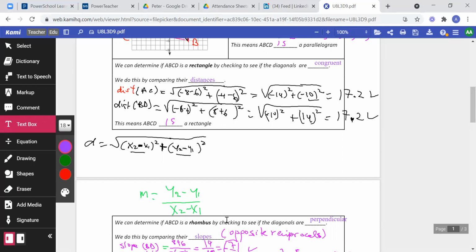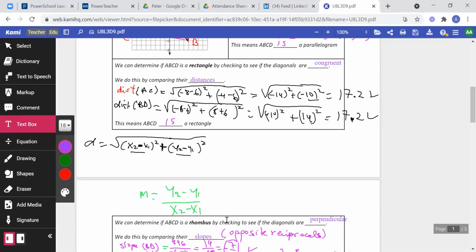To verify if that quadrilateral is a rectangle, in addition to checking the midpoints to see that they bisect, you also need to check the distances of the two diagonals. If they are the same, then it means the diagonals are congruent, then it's a rectangle.